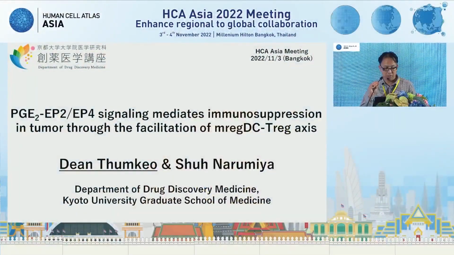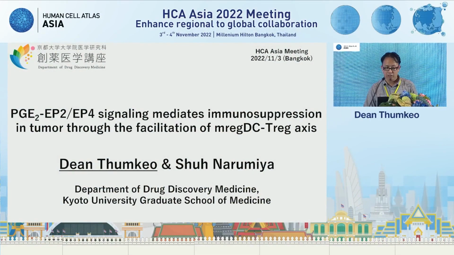Thank you very much for your kind introduction. My name is Dean Tham Kieu, from the Department of Drug Discovery Medicine, Kyoto University. The topic of my talk today is PGE2, EP2, EP4 signaling mediates immunosuppression in tumor through the facilitation of the MREG-DC-Treg axis.